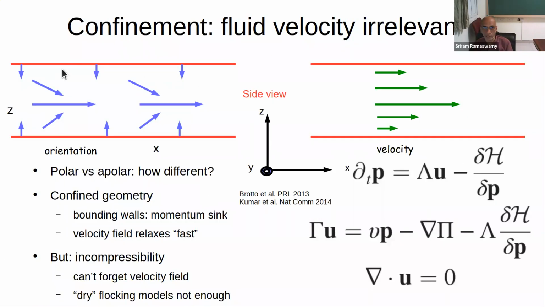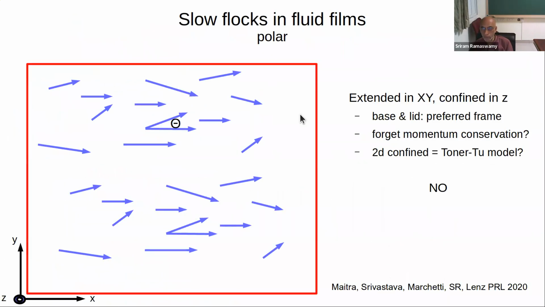So let's look at this system. Imagine you place it on a two-dimensional surface, let us say a glass slide, and you put a cover slip on top. So you have a base and a lid. That base and that lid give you a preferred rest frame. The effects of momentum conservation are clearly greatly mitigated because the base and the lid are now a momentum sink for the system.